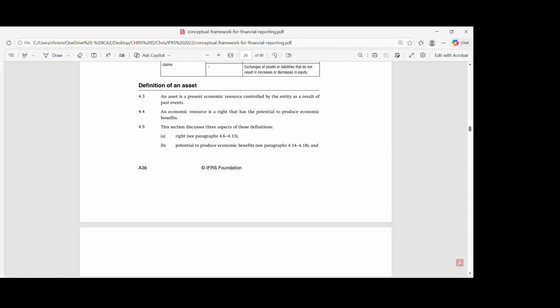So this is what is called an asset. It's the right we benefit from through ownership of that asset. I can use the asset. I can sell the asset. That's why it is an economic resource.